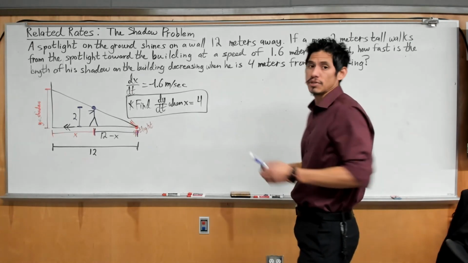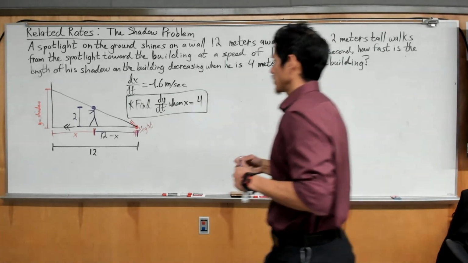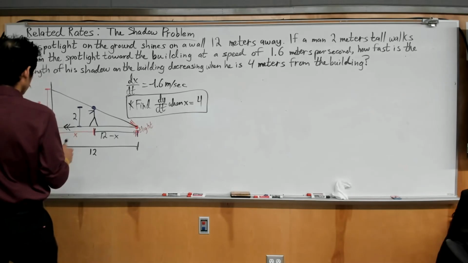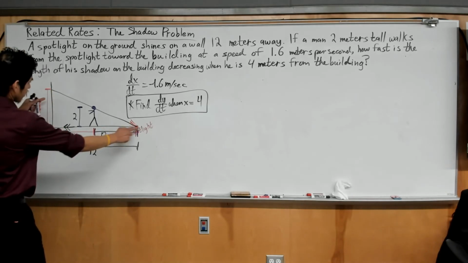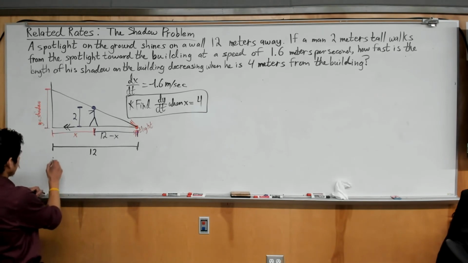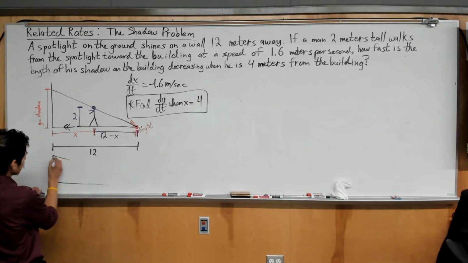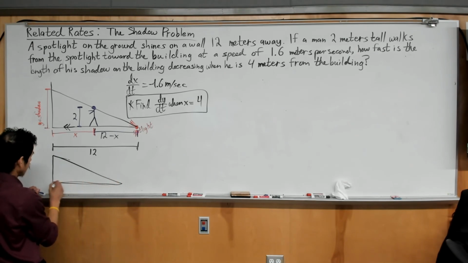Okay, so what we're going to do is use the beautiful relationship of similar triangles, because here we got the big triangle. We have the big triangle like this.